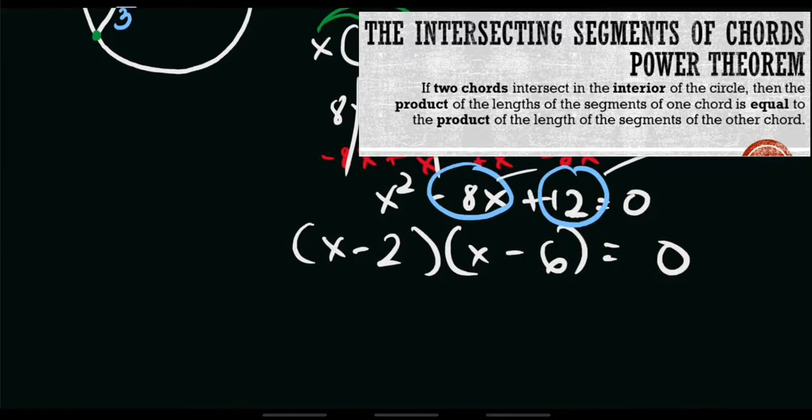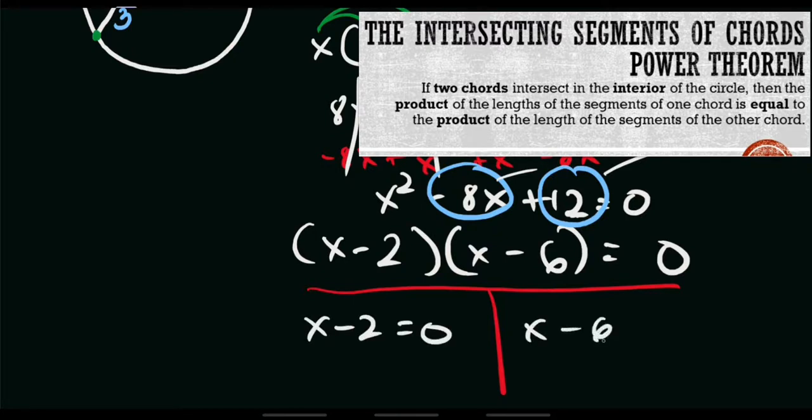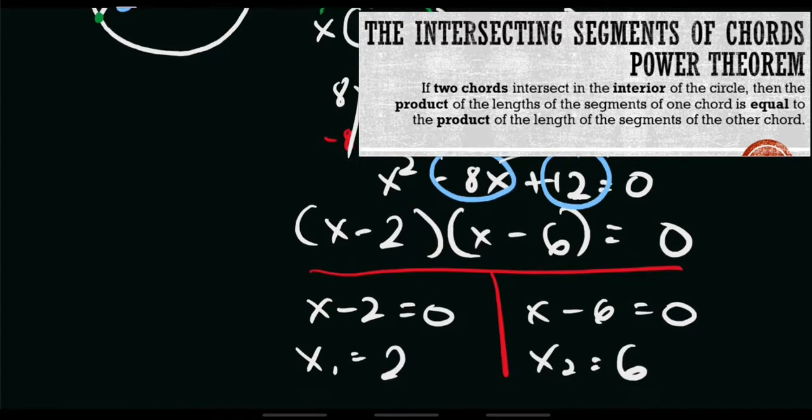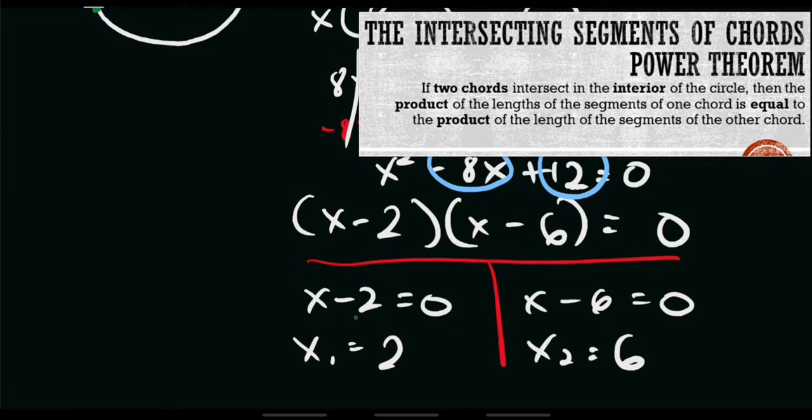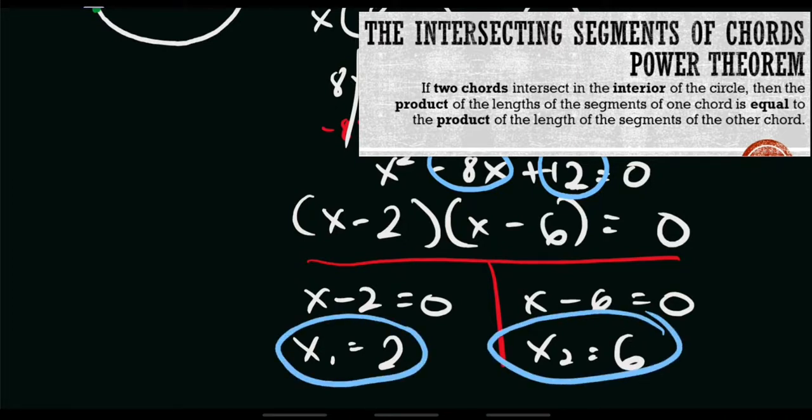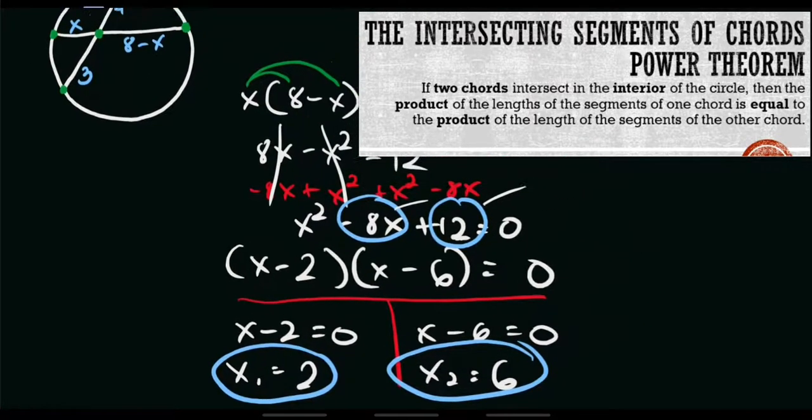Next, since naka-factor na siya, construct lang tayo ng t-table. Kunin natin yung roots ng mga factors. So we have x minus 2 is equal to 0 and x minus 6 is equal to 0. Therefore, the value of x1 is equals to positive 2, and the value of x2 is equals to positive 6. So the answer for this given problem is 2 or 6. So yun yung pinaka-answer for this given problem.